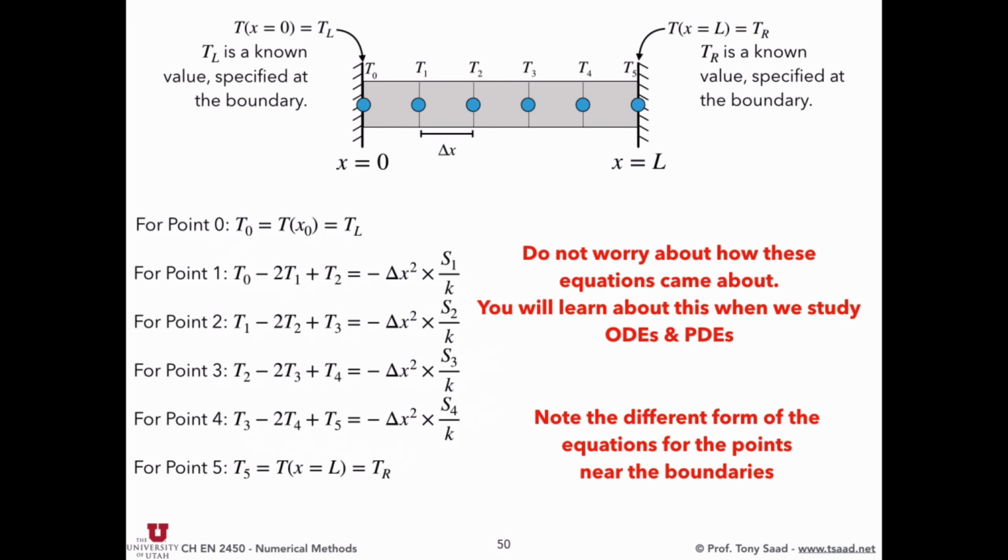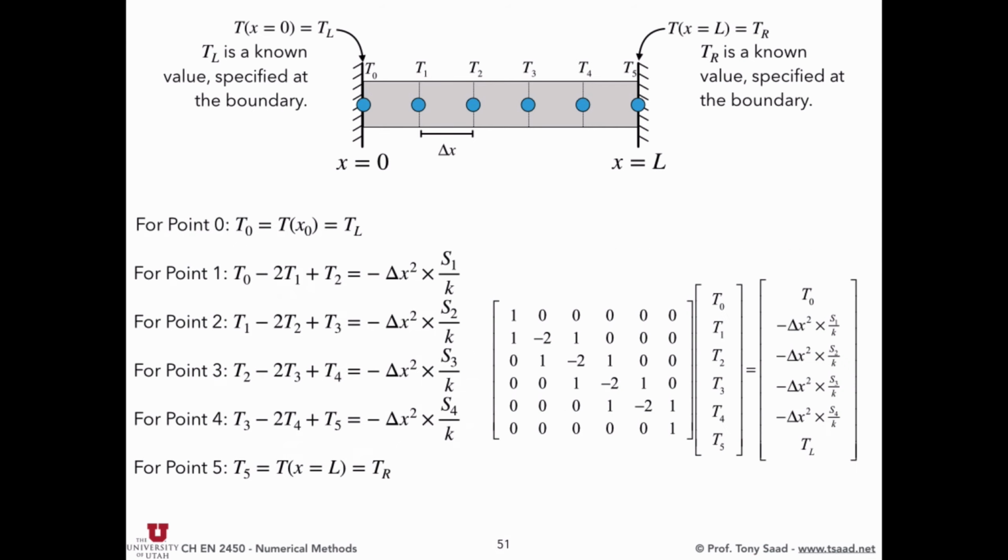So now let's put this in matrix form. What do you think we're going to get? Lo and behold, we get a tridiagonal system of equations, okay, where we start with the unknown vector, T0 to T5. There's T0, T1, T2, T3, T4, T5. Let's start with the first equation. The first equation says 1 times T0 plus 0 T1 plus 0 T2, etc. So the first equation tells us T0 is equal to T left.